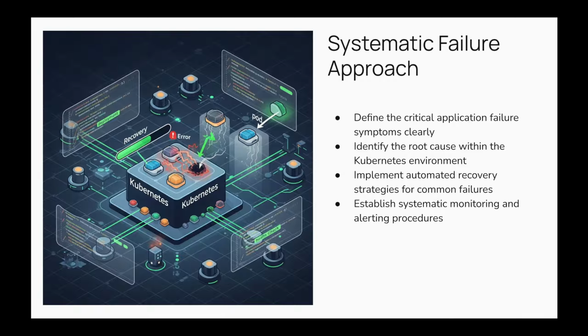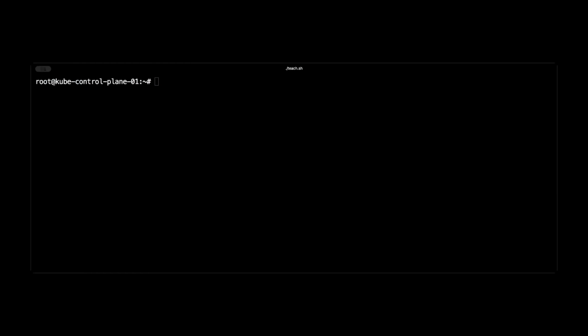In this topic, we are going to build a process. We'll start with the most common failure point, the pod, and then move up to the networking layer with services. Let's switch to the terminal: troubleshooting pods.